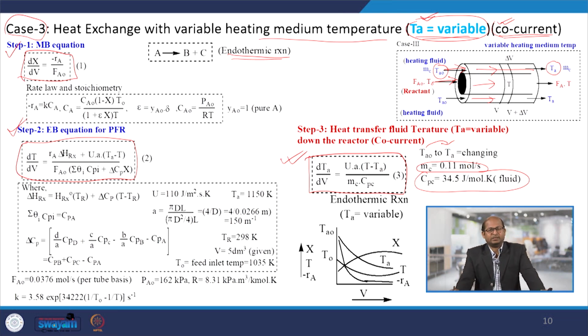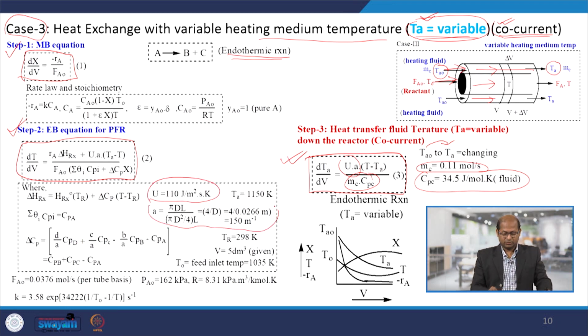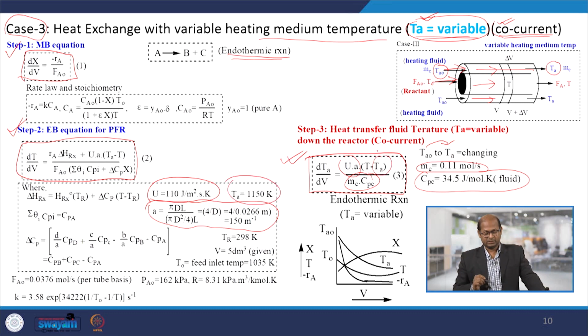So, then it also has capacity. So, you can put it here: the heat transfer coefficient we know, and the area per unit volume of the reactor, if we know. So, then here UA is given, and TA is also given, that is the coolant temperature. So, then T would vary along the reactor.